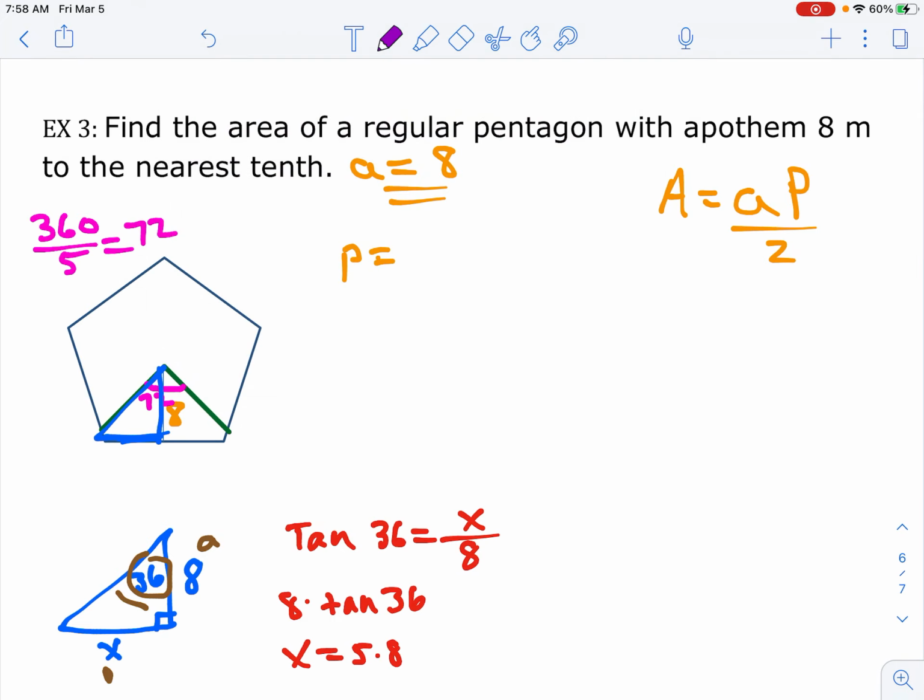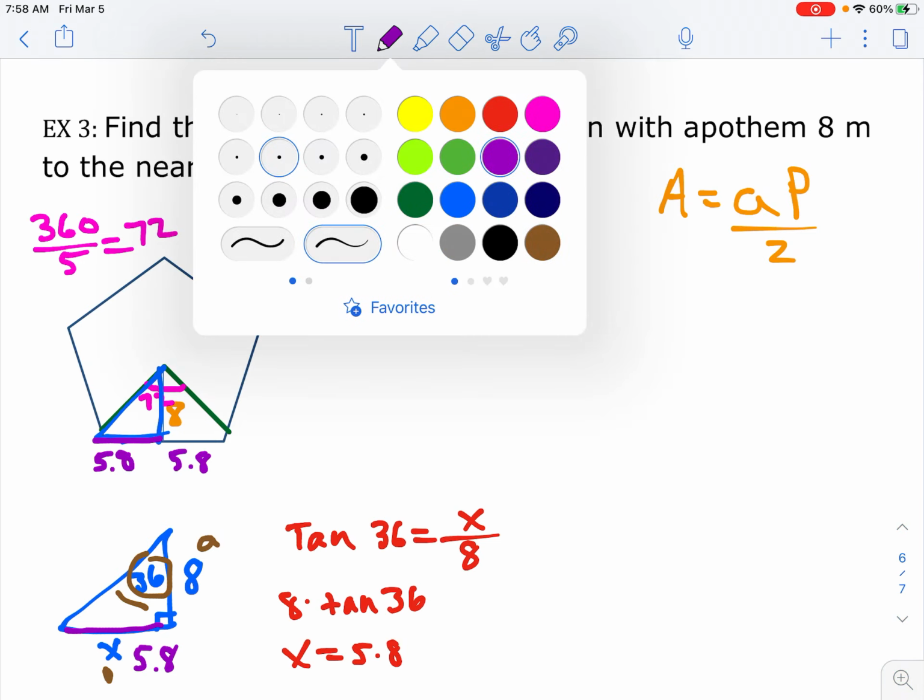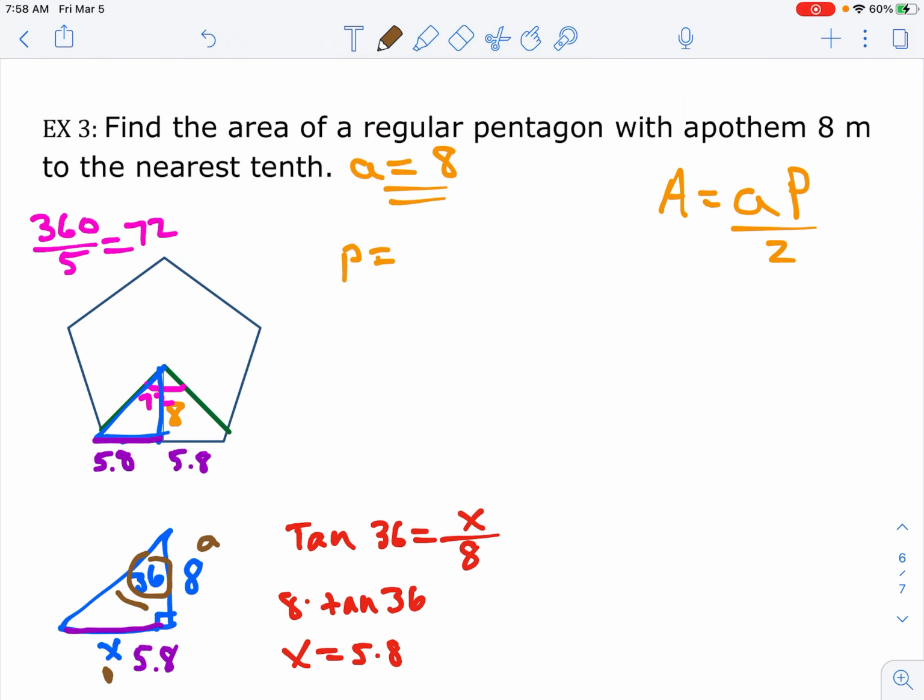Now let's think about this. 5.8 was the bottom of our picture. If I were to look back up above, 5.8 is the bottom of that picture. Well, that means this is 5.8, so the whole entire side is 5.8 times 2, or 5.8 plus 5.8, which tells me each side is 11.6. So to find perimeter, I can take 11.6 times 5 to see what we get for the perimeter. If you do that, you get a perimeter of 58.